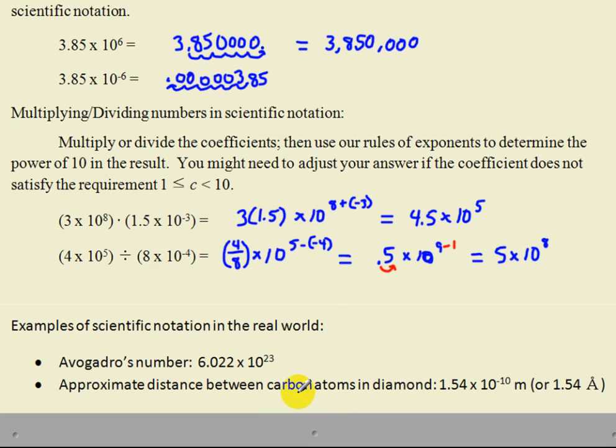And speaking of how small atoms are, if you look at carbon atoms in diamonds, in their pure form, the approximate distance between those atoms will be 1.54 times 10 to the negative 10th meters. So really, how big is this number? I don't know. It's really inconceivable. I can't even imagine that number. It's so big. And this number is so tiny, I can't even imagine it. And by the way, the unit 10 to the negative 10th meters is also called an angstrom, because that's a very common unit of measurement in molecular distances.